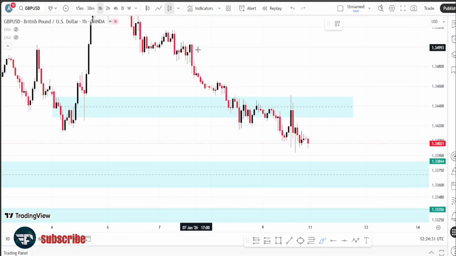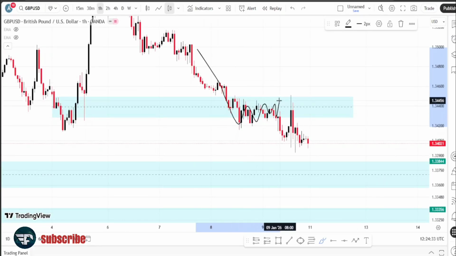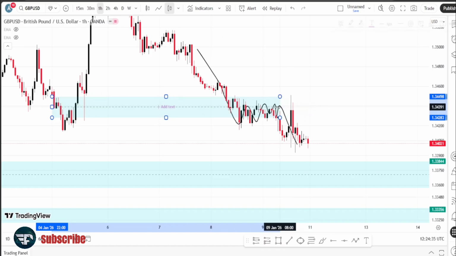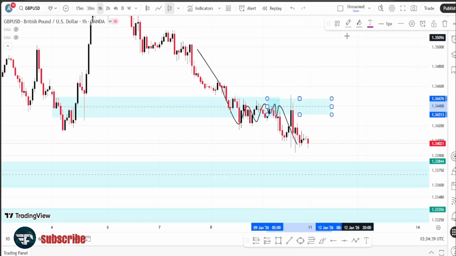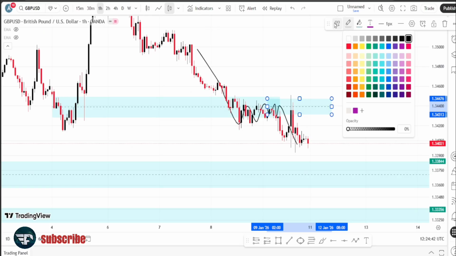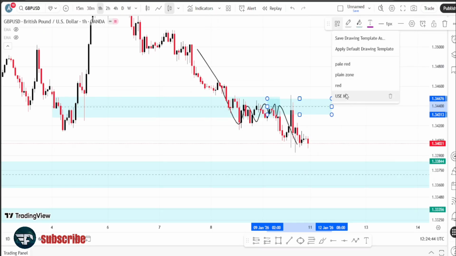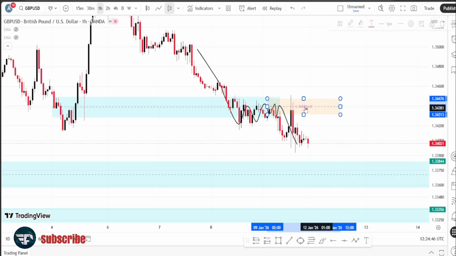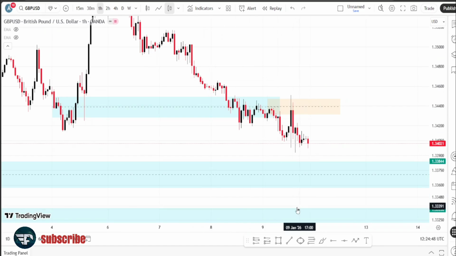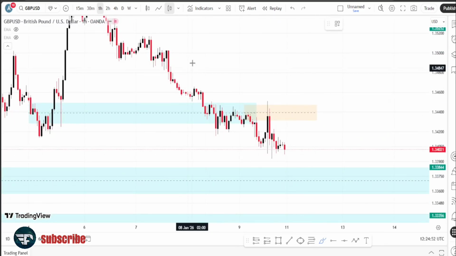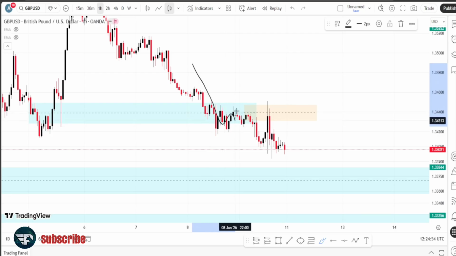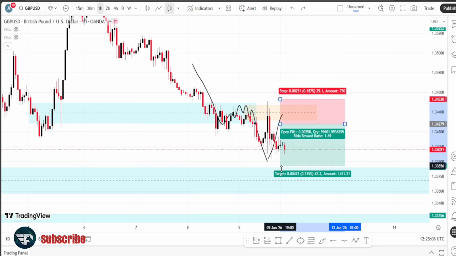So what happened inside that zone? It was a drop, base, drop. So this demand zone has now become a supply zone, because there has been a drop, base, drop. Now let me put this one there. This is now a supply zone. We are expecting price to come to that area again, and we sell from there to this zone.